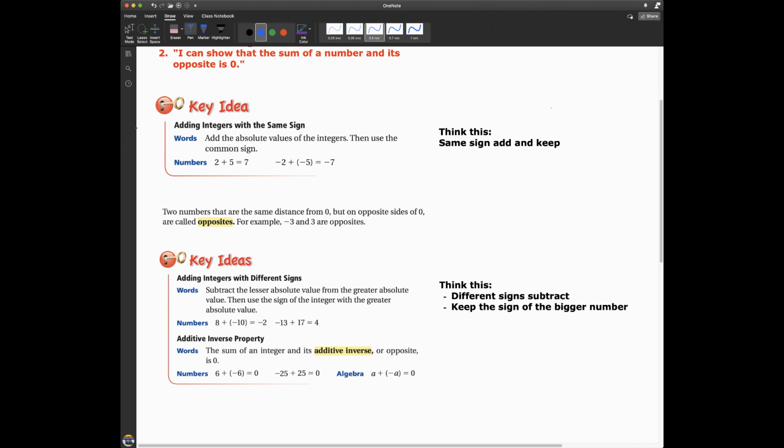So let's look at these key ideas. If we want to add integers with the same sign, I want you to think this: same sign, add and keep. So if I look at this example, 2 plus 5, they're both positive. They both have the same sign. And guess what? When I add them together, I keep the sign. So if they're both positive, my answer will be positive. The same is true if I add a -2 to a -5. I get -7.